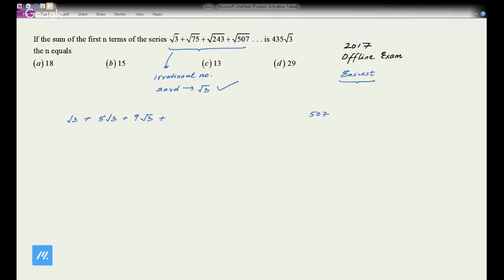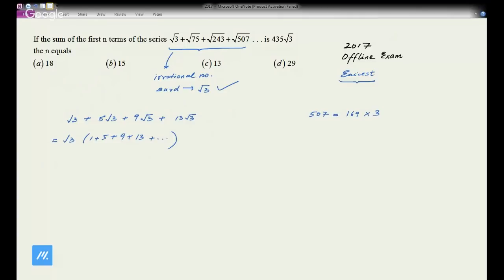507, you just have to think of multiplying or dividing it by 3. If you divide it by 3, what do you get? You will get 169. 169 is the square of 13. And now you can clearly see that you are getting an AP. If you take root 3 common, it will be 1 plus 5 plus 9 plus 13 and so on. So I'm leaving it for you guys to solve this particular problem.